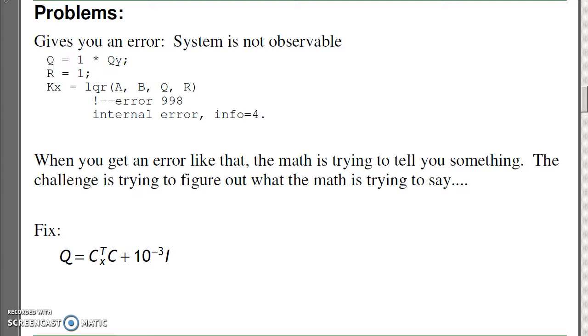The error is trying to tell you something. The challenge is trying to figure out what the math is trying to tell you. One way to fix the error is if it doesn't like that Q matrix, let's just add a 10 to the minus 3 times the identity matrix. This is kind of a kludge, something small, so essentially what I'm doing is I'm weighting the output state, y, plus something so I don't get math errors.